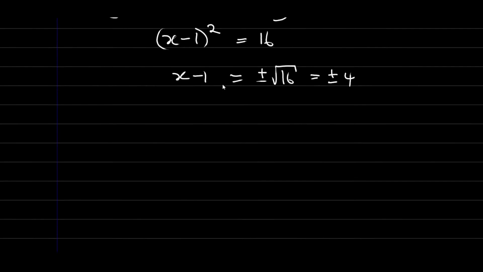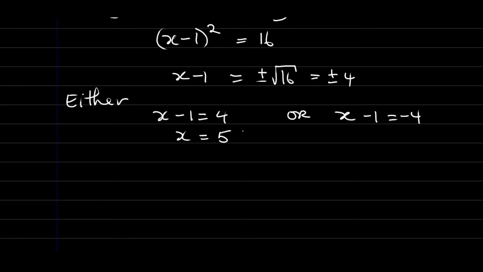Let's continue working and see what we get. So we're going to say that either x minus 1 is equal to positive 4, or x minus 1 is going to be equal to negative 4. And in this case, x would be equal to 5, and in this case, x would be equal to negative 3. Now, here's the condition. The base cannot be negative, right? So let me write that out.